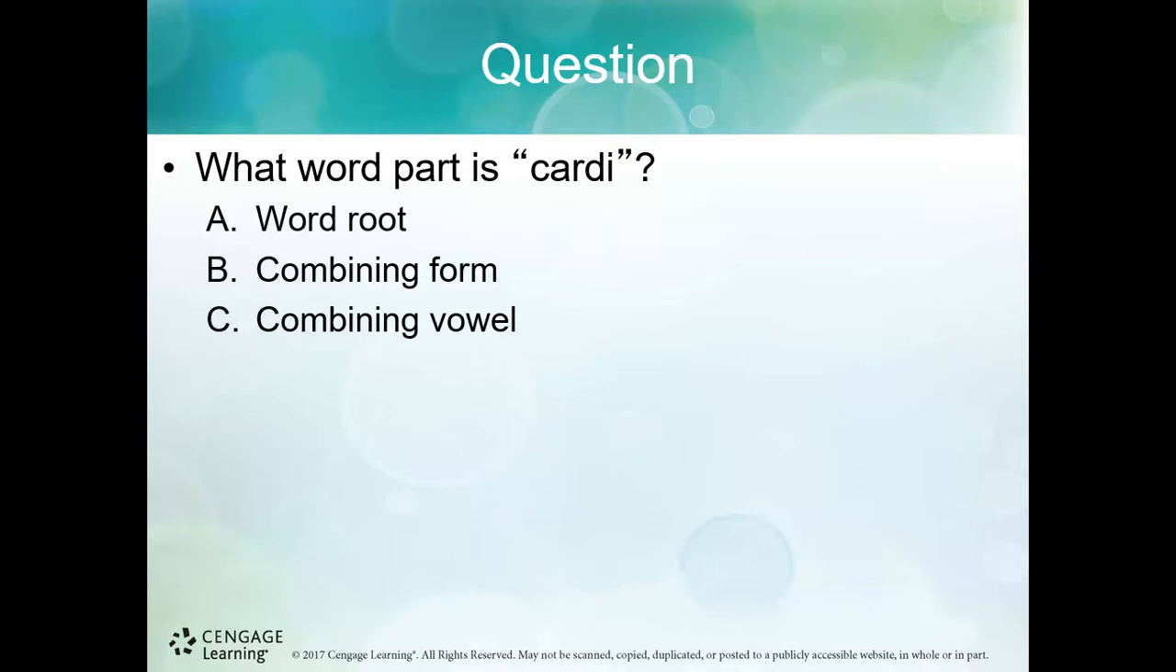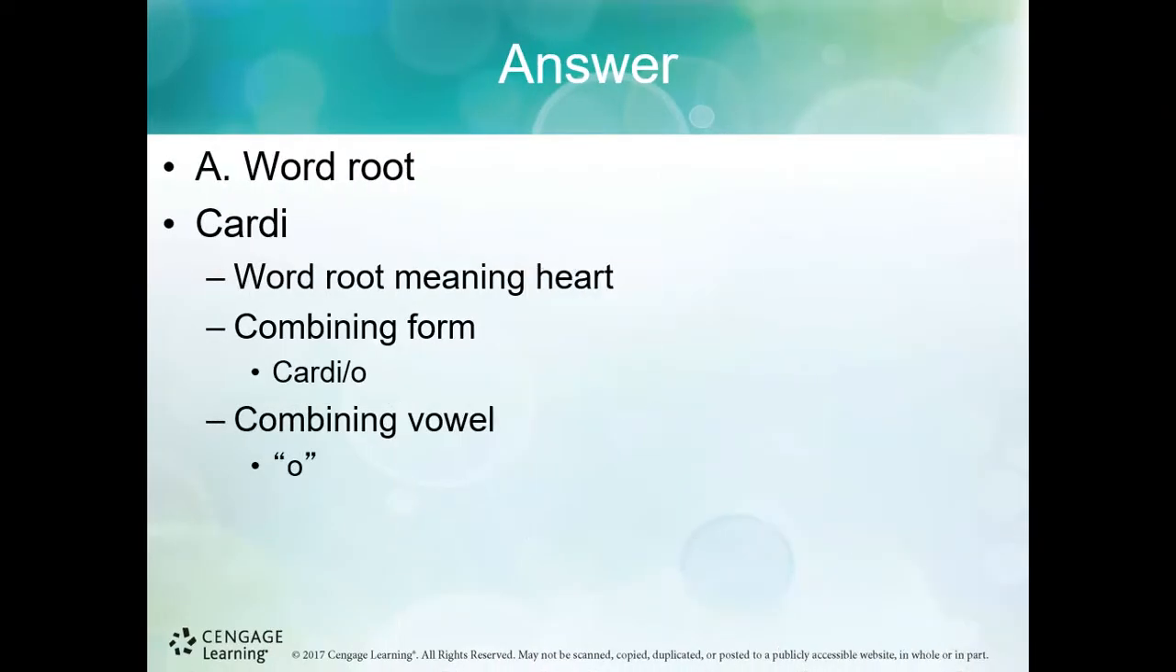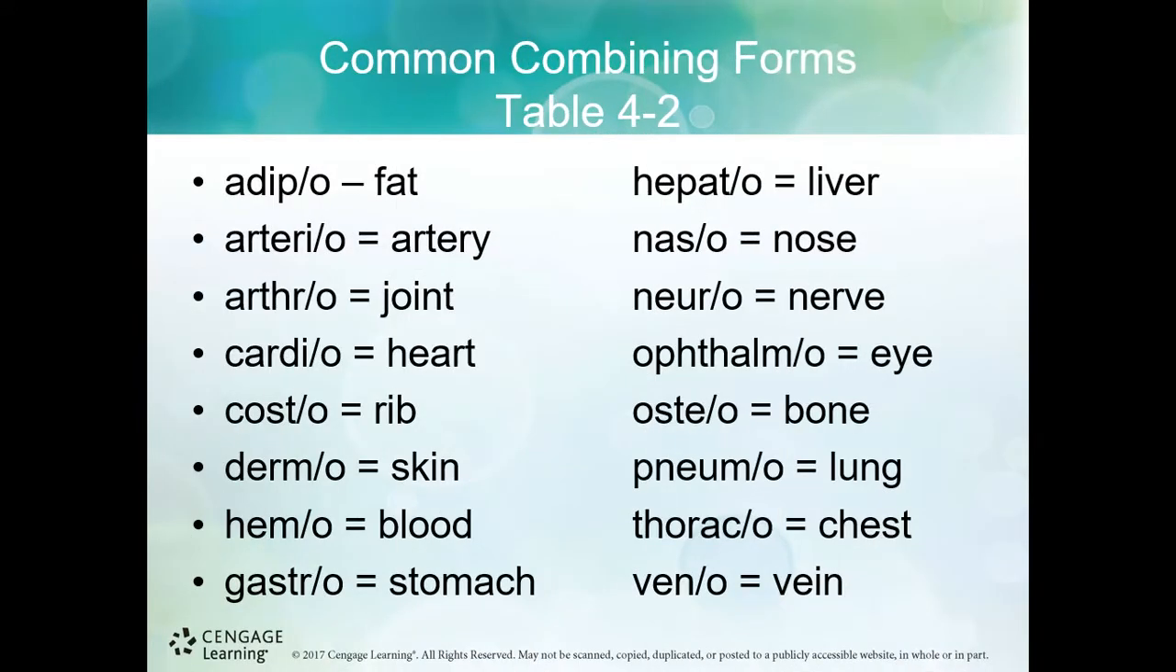What part is cardi? A word root, a combining form, or a combining vowel? It is the word root. Cardio is the combining form, and the combining vowel is O.